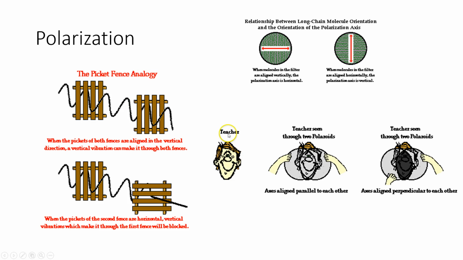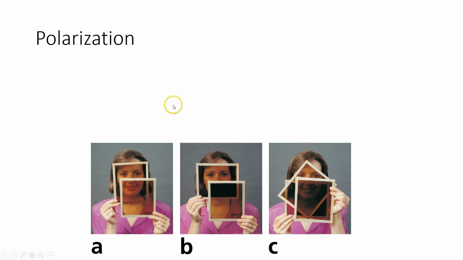Let's take the picket fences. Here's your teacher, and you've got two filters, and they are aligned parallel, so they're aligned like these two fences. If you turn this second one and you align it so that it's not parallel but it's perpendicular, you'll notice that it's a lot darker in the center. It actually would be very dark. In fact, I can show you that in this one.